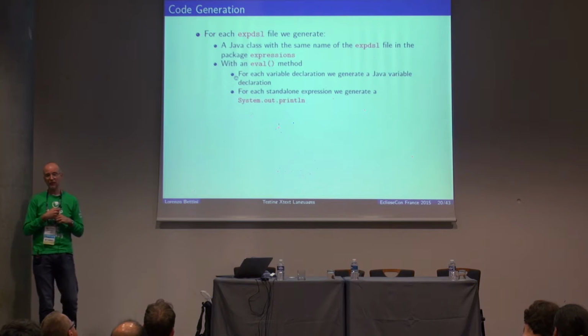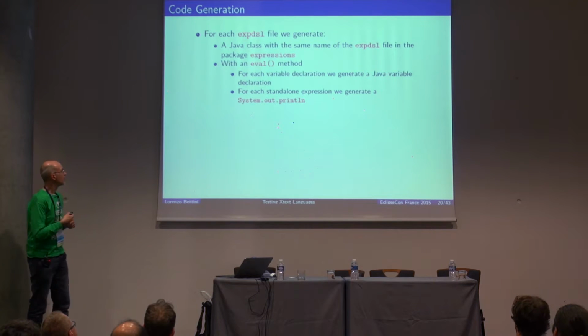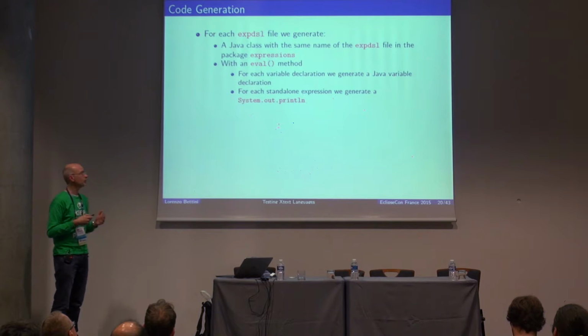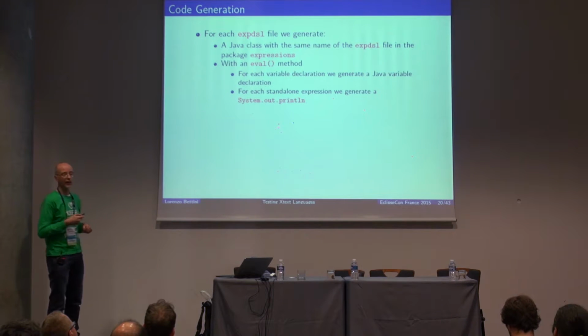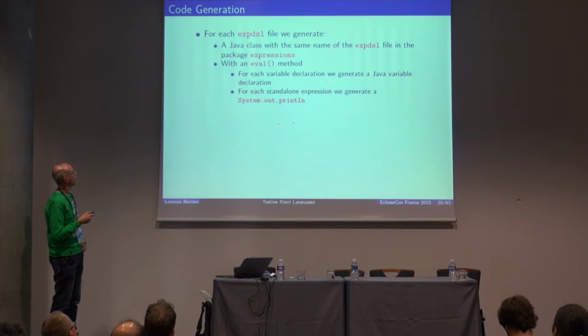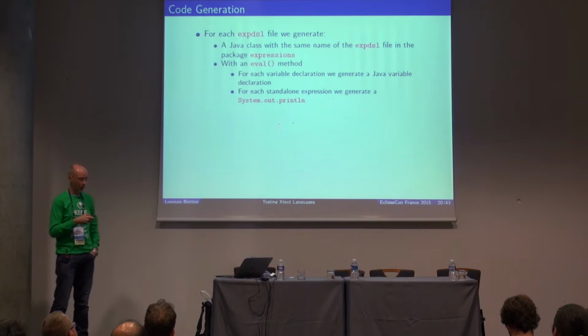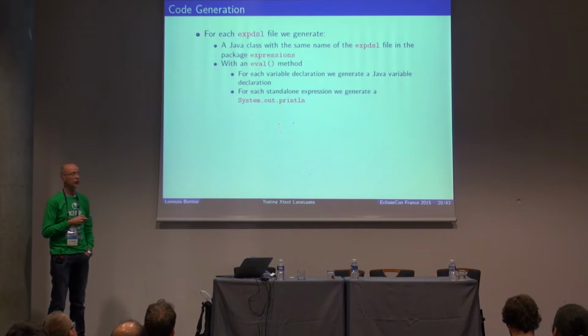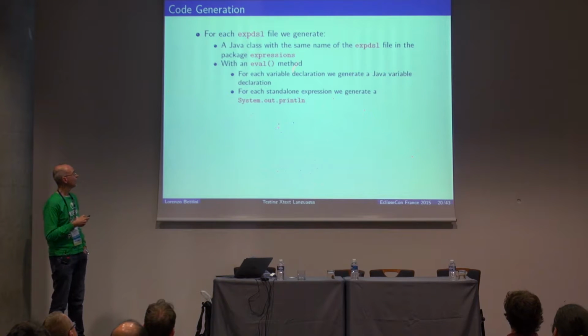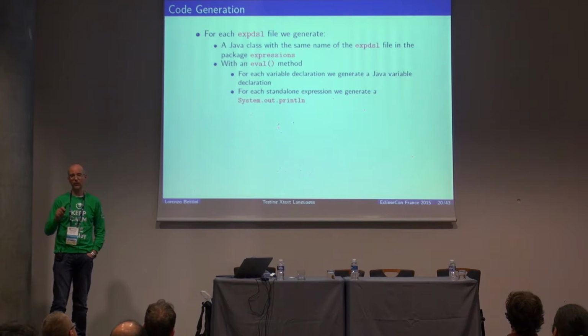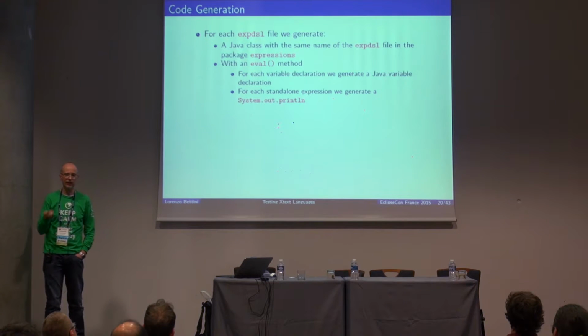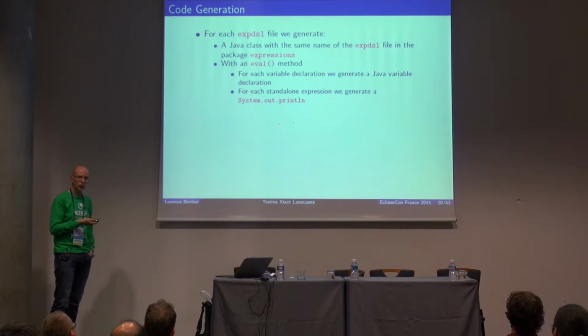Now, the interesting part, code generation. So in this example, what I want to do is that given any input file, I want to generate a Java class with the same name of the input file with an eval method. And for each variable declaration, we generate a Java variable declaration. And for each standalone expression, we generate a System.out.println statement. Okay, nothing fancy. How do I test this?